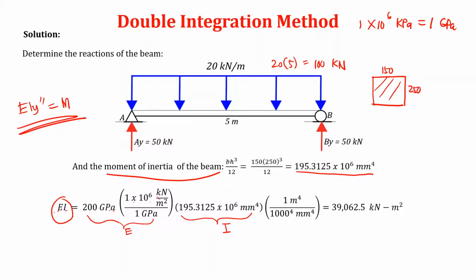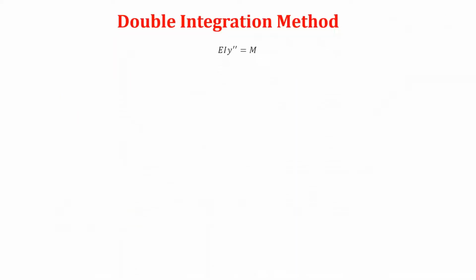Our goal is to make the resulting unit kilonewton square meter. Okay? So the EI in kilonewton meter square is 39,062.5. Okay. What's next? We now have the EI y double prime equal to M. So we only worked on the EI earlier.